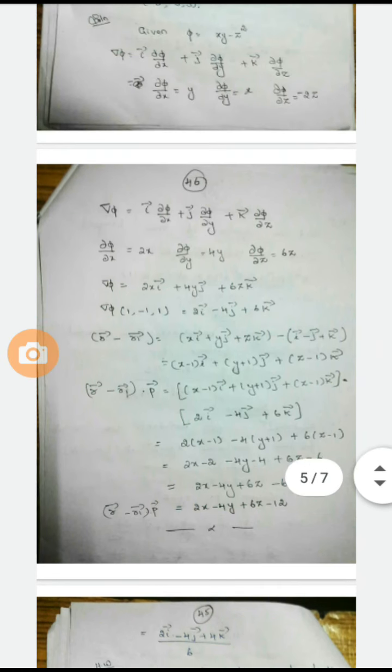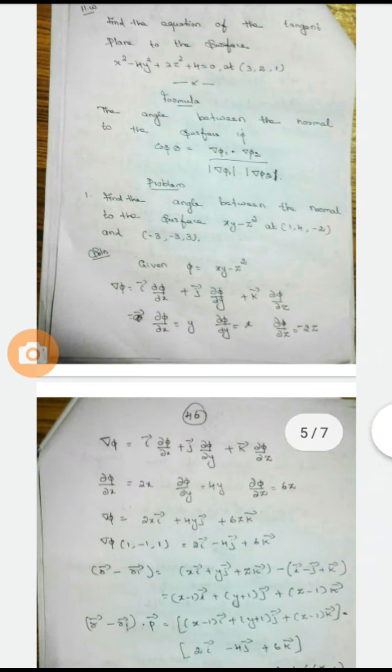So what we get? x minus 1 into 2, y plus 1 into minus 4, z minus 1 into 6. So we get the equation 2x minus 4y plus 6z minus 12. Okay. That's our answer. Then one more homework problem is given.